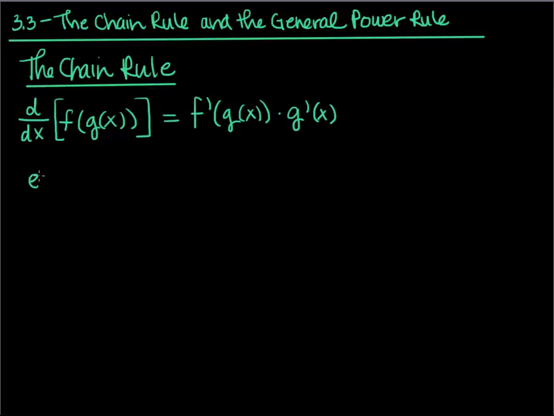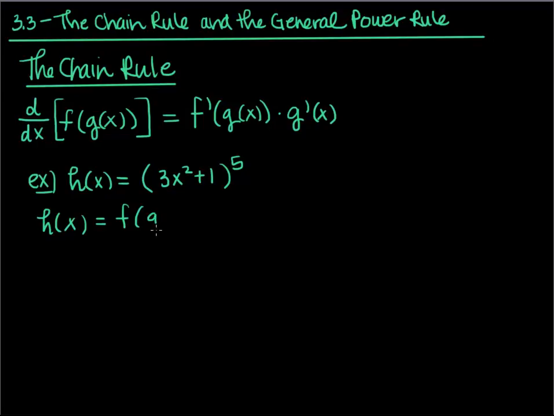For example, we've actually already done this before. I'm going to call this a different function, let's say h of x, and let's say we have (3x squared plus 1) all to the 5th power. Let me show you what this means by the chain rule. If you look at this, h of x can be written as f of g of x, where f of x, my outside function, is x to the 5th, and g of x, my inside function, is 3x squared plus 1.